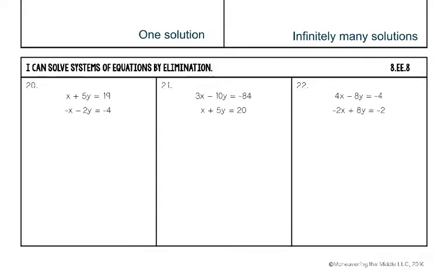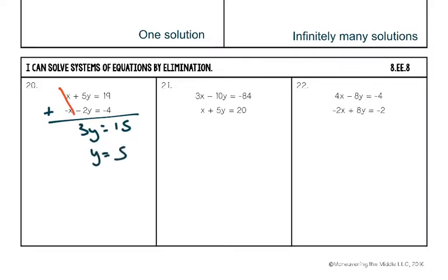And this is my favorite one because when I have these two equations lined up by term, x's and y's and numbers on top of each other, and I have something that cancels out like I do here, an x and a negative x, I can just add these up. x minus x cancels, so I can just cross that out. 5 minus 2 is 3y, and 19 minus 4 is 15. Now I'm thinking, what number times 3 gives me 15?